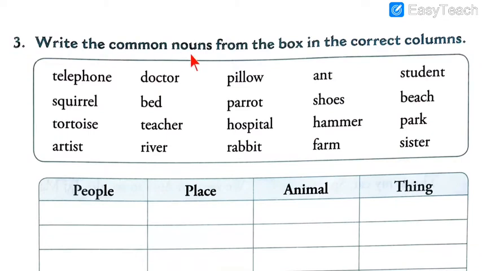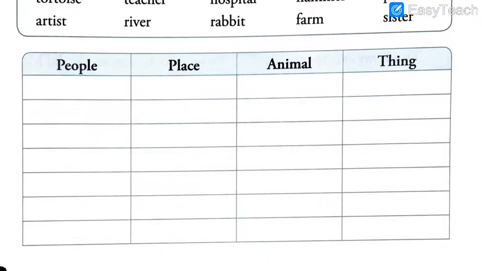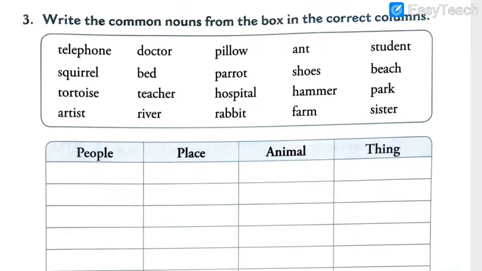Here, write the common nouns from the box in the correct columns. Now we have come to the third exercise, which is very easy if you try to understand it. So students, as you can see on this page, 4 partitions are given: people, place, animal and thing. And a box is given where a list of words is given. You have to just classify it, bifurcate it in these 4 columns.